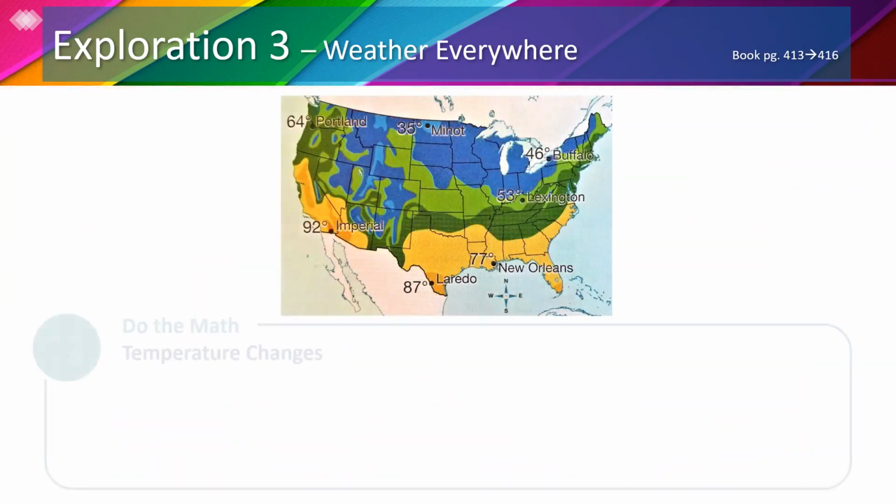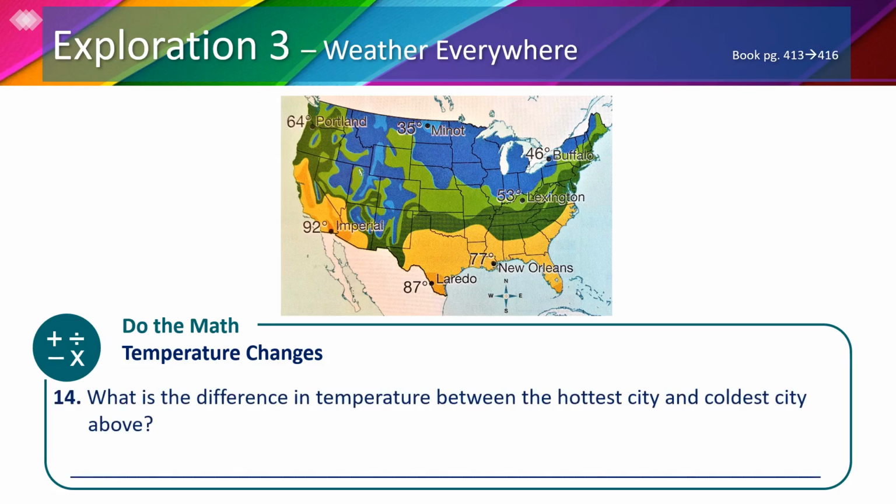In number 14, we need to find the difference in temperature between the hottest city and the coldest city in the map, not in the table only. So, difference means we need to subtract. Let's find out which two cities are the hottest and the coldest. If you look closely at the map, we can see that the hottest city is Imperial, which marks 92 degrees Fahrenheit, and the coldest city is Minot, which marks 35 degrees Fahrenheit. So when we subtract 92 minus 35, we get 57 degrees Fahrenheit.